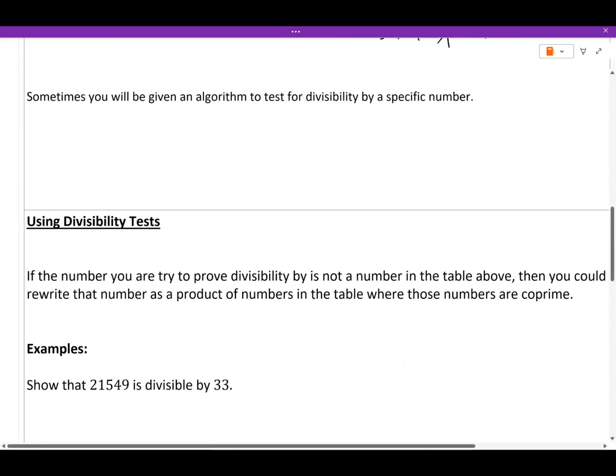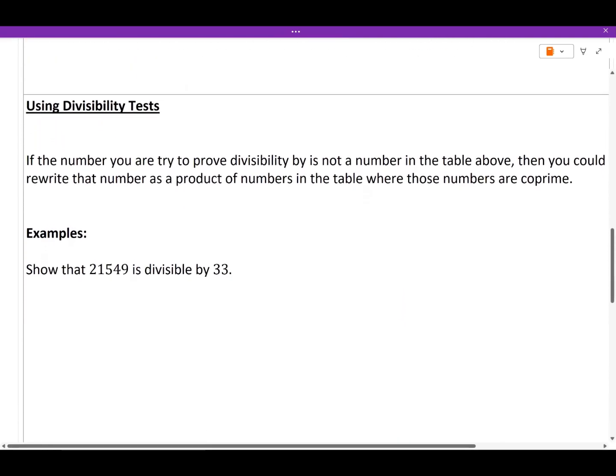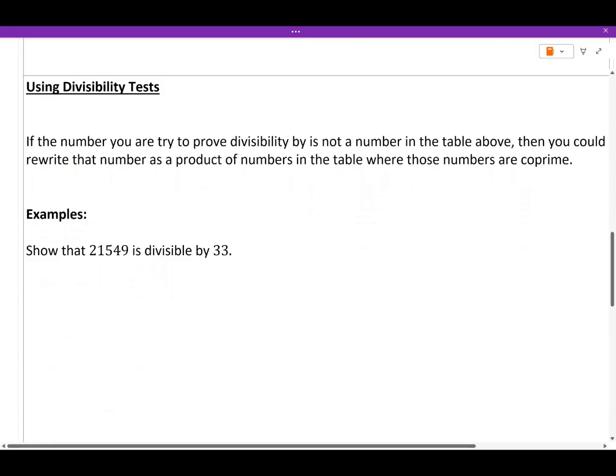Okay, let's actually go through a question where we're using our divisibility tests. So we're going to put together what we've done just now and a bit from the previous video. So we've got quite a big number here, 21,549, and we need to show divisibility by 33. Now, 33 was not in that table.